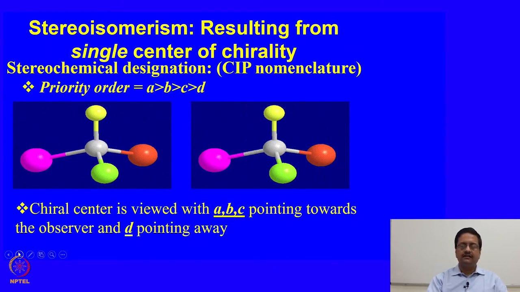So when we see that the four atoms that are connected to one center give rise to two different isomers or two different compounds, then we must identify those isomers using some nomenclature. For the stereoisomerism resulting from a single center of chirality, we have to have a stereochemical designation. So when we try to designate, if you remember our rules of IUPAC nomenclature, we had to prioritize groups, and based on the group's priority, we had to give them numbers, and then based on those numbers, we identified a molecule and wrote the IUPAC name of a compound.